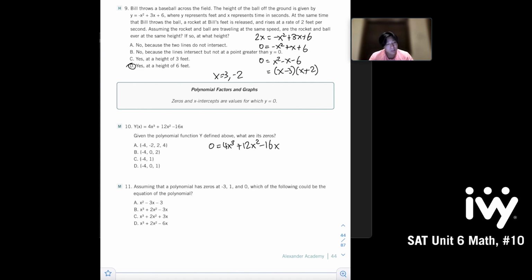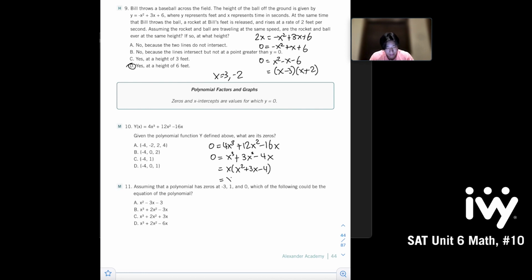So in this case, the easiest way to simplify this would be to divide both sides by 4 first. So we're just left with 0 on the left, and then x cubed plus 3x squared minus 4x. Sorry, this is 3x squared minus 4x. So now we can go ahead and do some factoring. Let's factor out an x first. So we're left with x times (x squared plus 3x minus 4).